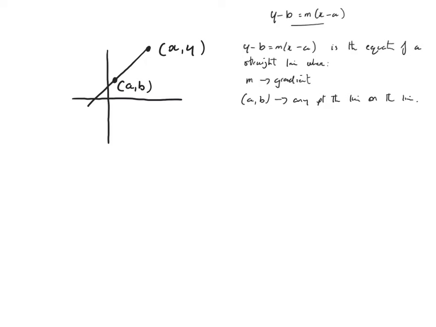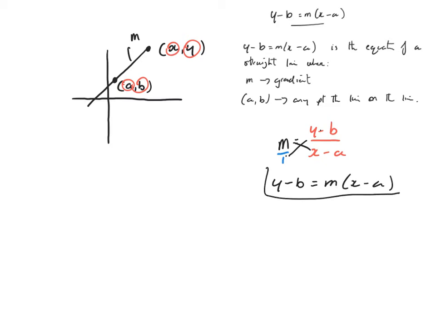Okay, so remember that the gradient is the steepness of the line. So the gradient here can be given by, well, using that y2 minus y1 over x2 minus x1 approach, it would be y minus b over x minus a. Okay, we can then write m as m over 1. So we're allowed to do that because anything divided by 1 is just itself, so m could be written as m over 1. I can then cross multiply: y minus b times 1, which is y minus b, is equal to m times x minus a. And that gives me the equation of a straight line where m is the gradient and AB is any point that lies on the line.